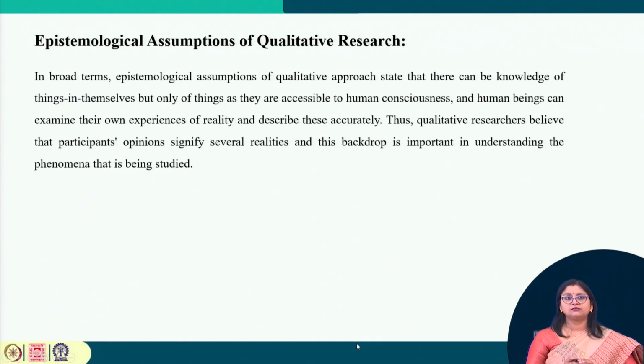Now, the epistemological assumptions of qualitative research. This approach states that there can be knowledge of things in themselves, but only of things as they are accessible to human consciousness, and human beings can examine their own experiences of reality and describe these accurately.